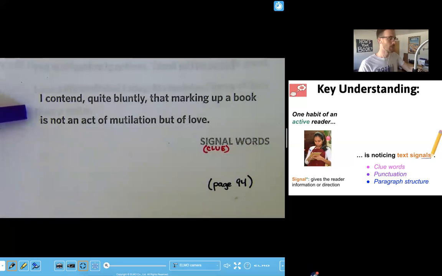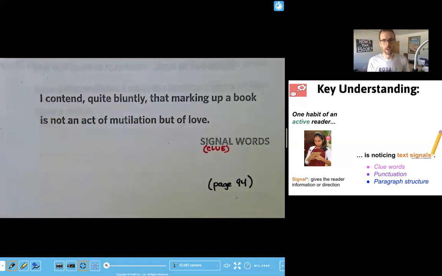Now, this sentence can also be found on the first page of your text. It's in paragraph 2. And so as you read your text later on today, you'll probably come across this sentence more than once. Now the sentence is a bit of a tricky one. It says, "I contend, quite bluntly, that marking up a book is not an act of mutilation, but of love." So take a moment to silently reread that sentence to yourself and try to understand the main idea inside of it.